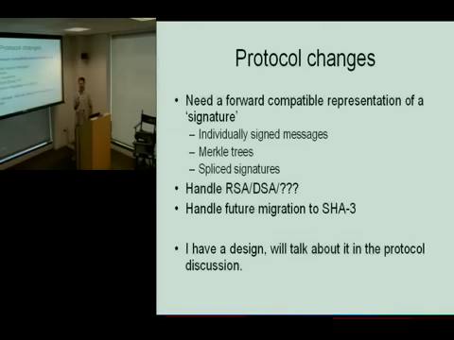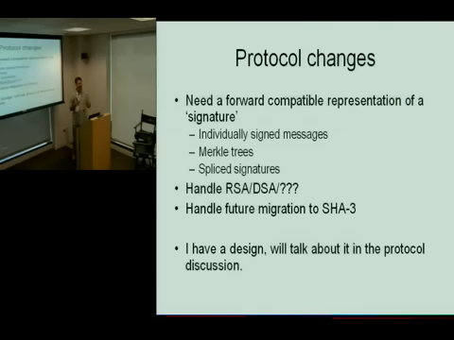Now, for protocol changes to incorporate this into, for example, the Fed1 protocol designs, we need a more forward-compatible representation of what a signed wavelet delta is. It's because you need to support, for example, individually signed messages as is now, possibly the Merkle tree approach, or spliced signatures if you decide to use them. Also possibly handle RSA or DSA signatures.